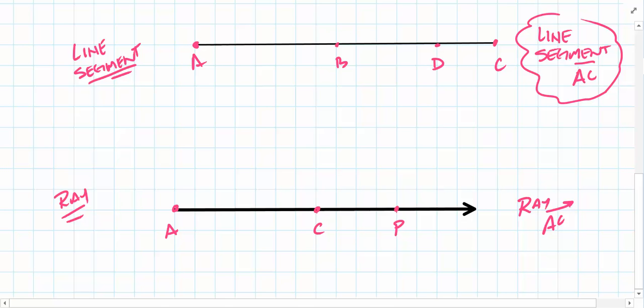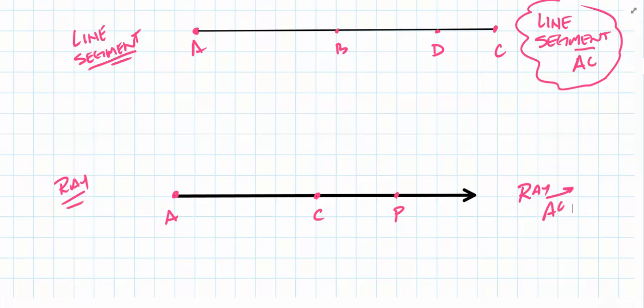Could I also call it AP? No, not necessarily. So the one above it could be line segment AB. Could be. It doesn't necessarily have to go from end to end.